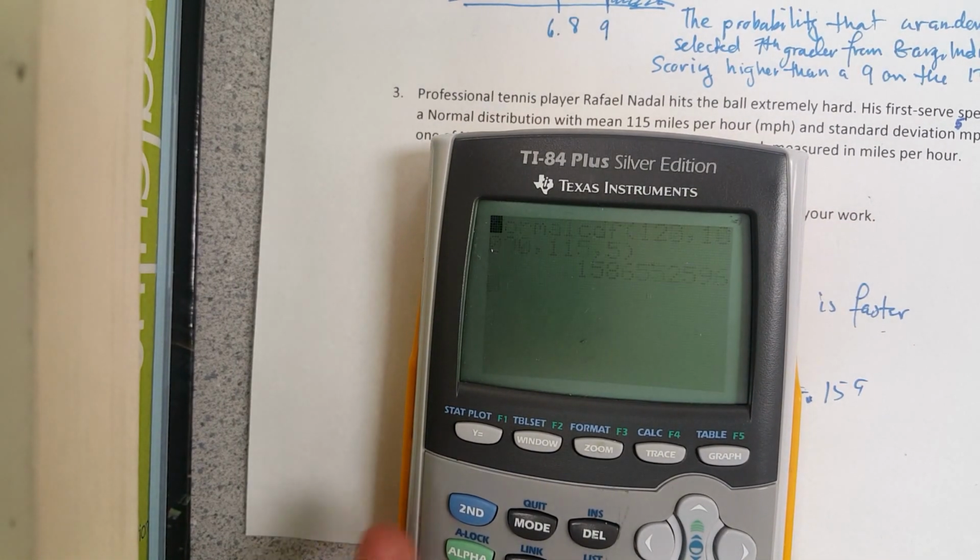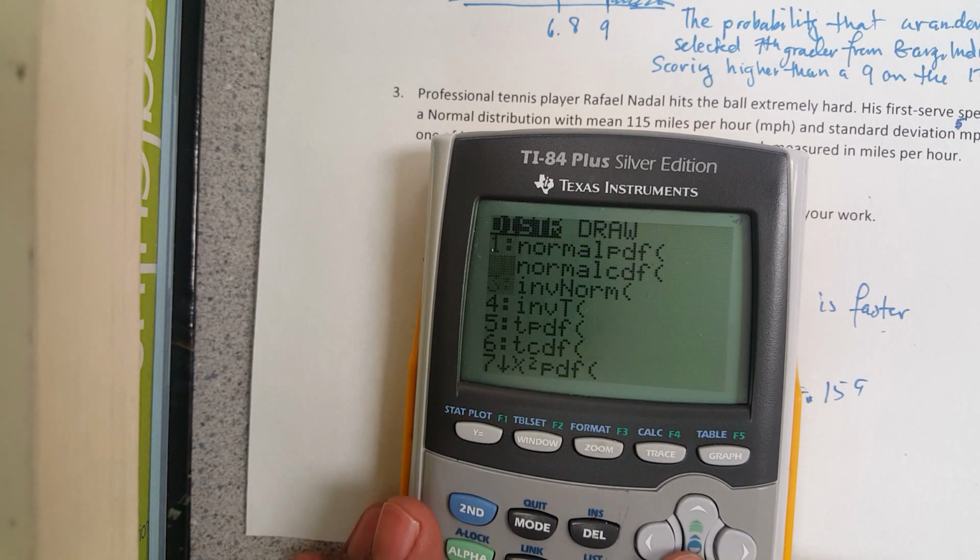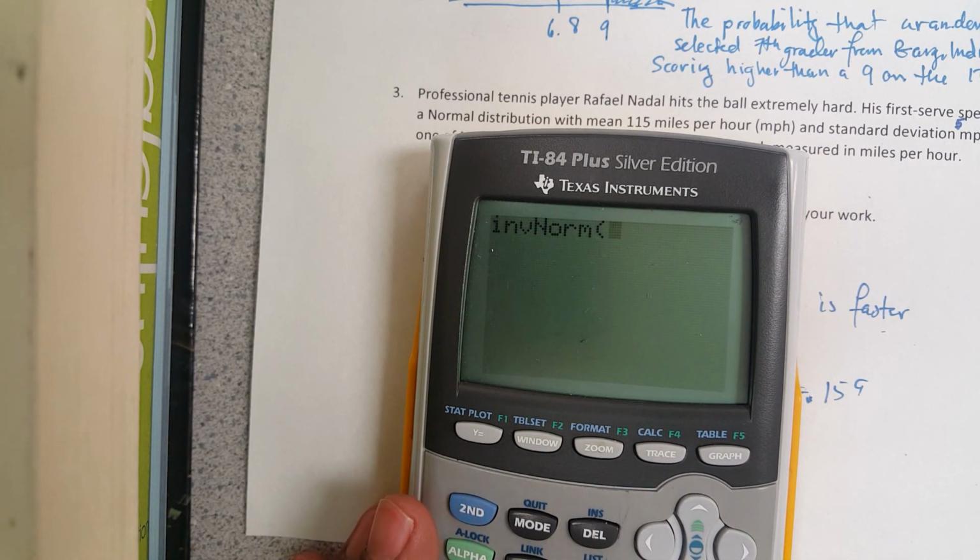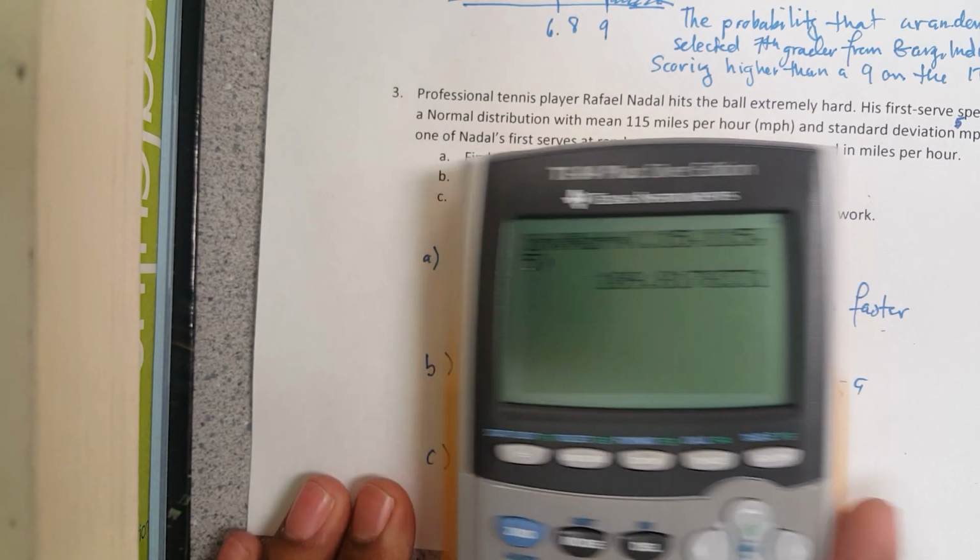I showed you guys on the calculator last time how to figure this out. So you're going to go to second vars, and you're going to go to inverse norm. So here what they're looking for is the area. So we know the area is 0.15. They're looking for the mean. We know the mean is 115. And we're also looking for the standard deviation, which is 5. Okay. So here we're going to close that up, and we get 109.